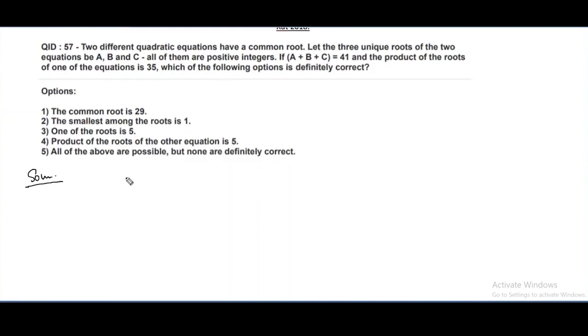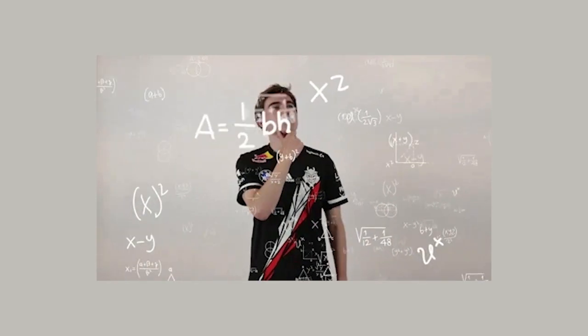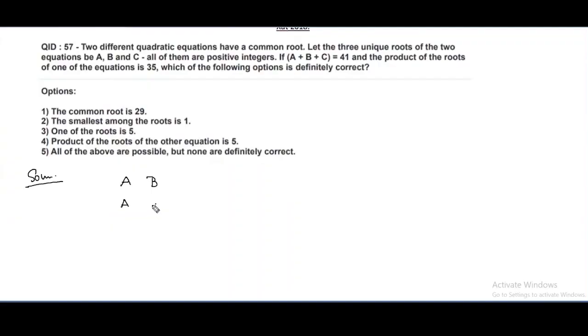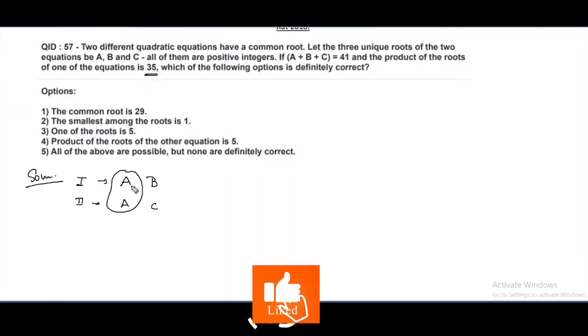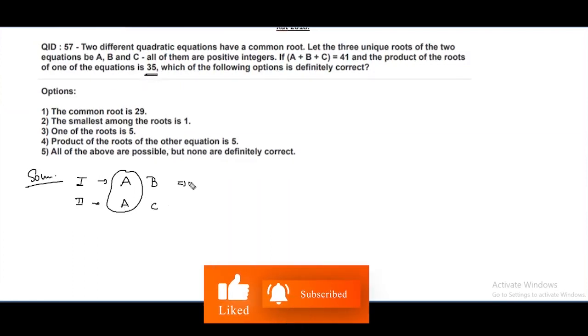So let's say the 2 roots of this equation are a and b, and the 2 roots of the other are a and c. I'm taking the common root as a. You can take any common root. So this is the first equation, that is the second equation. And you can take any equation here, whether you take a into b or a into c.